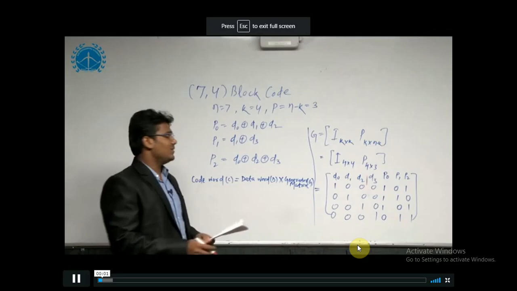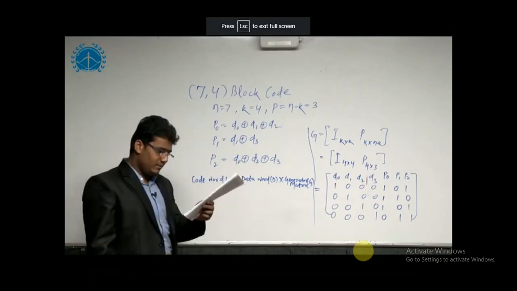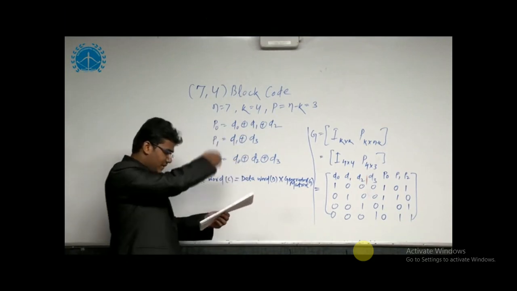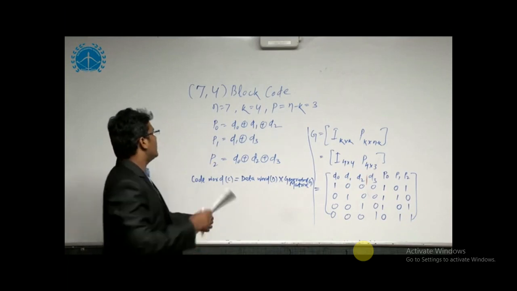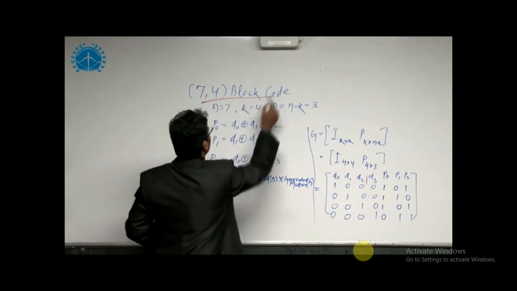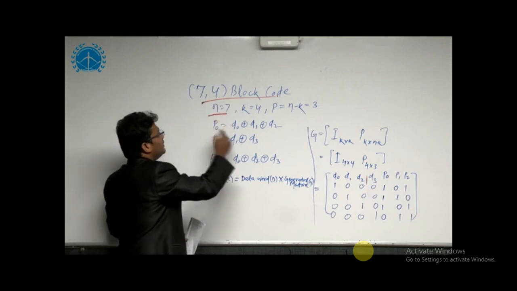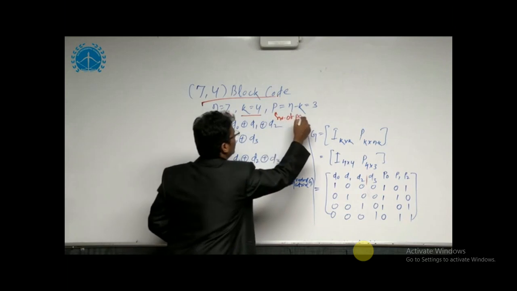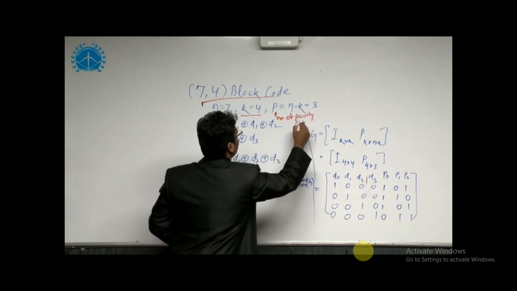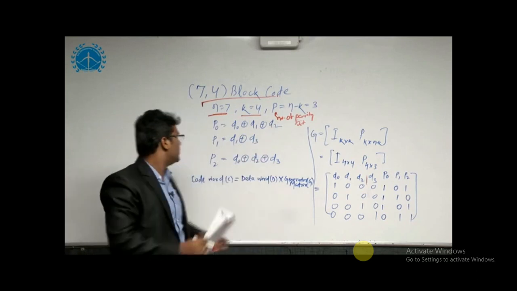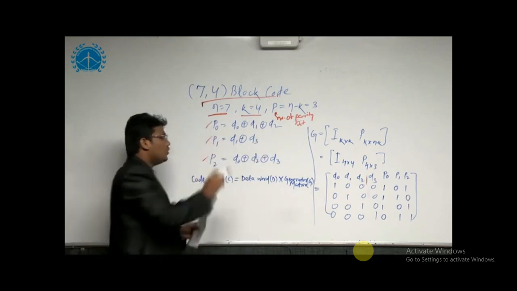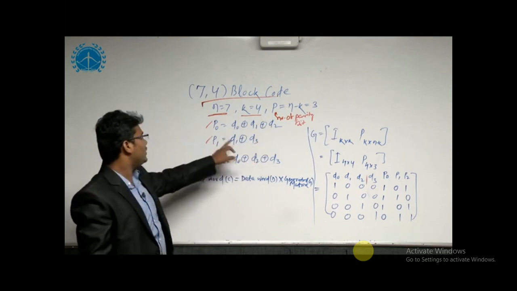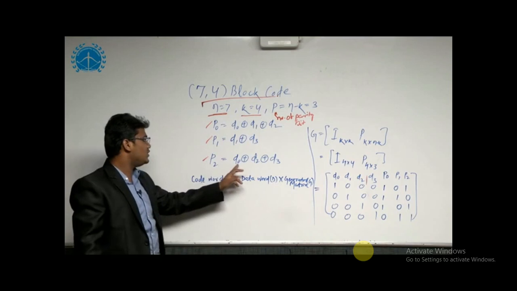Okay friends, in this question a 7-4 block code is given, and the parity bits are given using some formulas, and it asks us to find the generator matrix. For a 7-4 block code, n equals 7 and k equals 4, so the number of parity bits is n minus k, which is 7 minus 4 equals 3. Now the expressions given for parity are: P0 equals D0 XOR D1 XOR D2, P1 equals D1 XOR D3, and P2 equals D0 XOR D2 XOR D3.